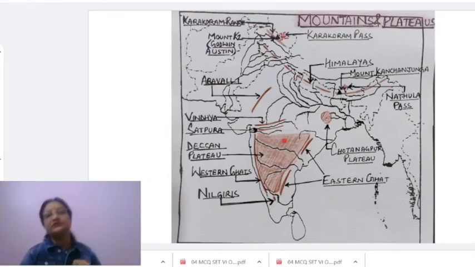Now come to the mountains, the major mountain systems. When you talk about the mountains, number one, starting from the extreme northern side, is the Karakoram range. In between the Indus River and the northern border of India, you will find it almost parallel to the Indus River. In this part, you have to mark the Karakoram range. This is number one, right?